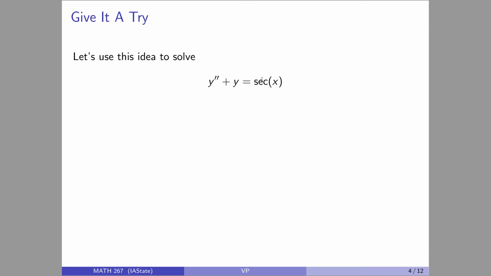But let's go back to this fun differential equation. This is a classic one. Everybody has to suffer through y double prime plus y equals secant.